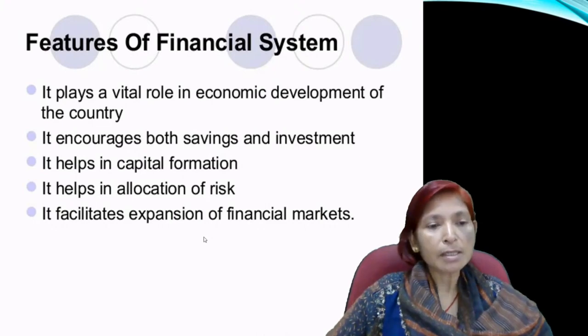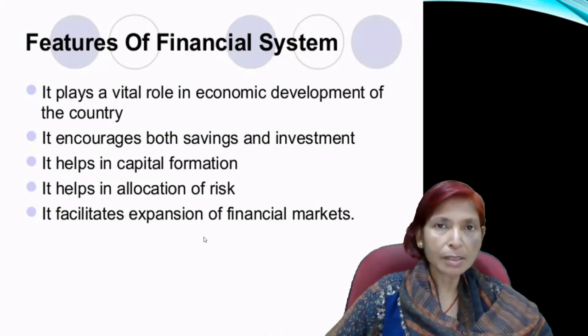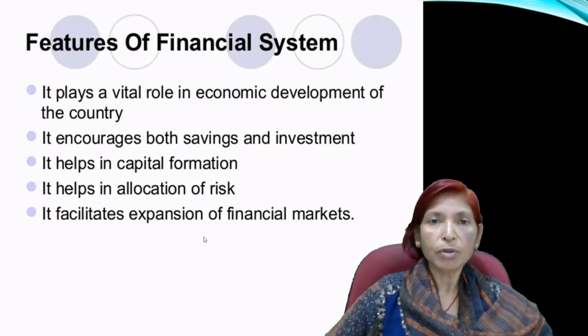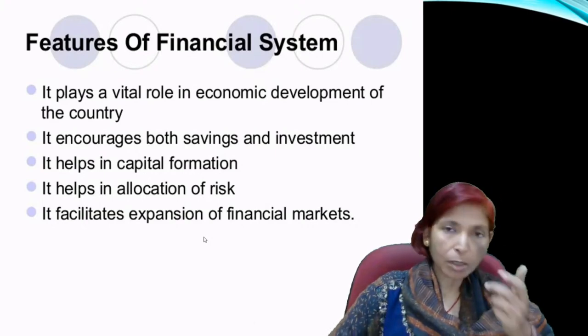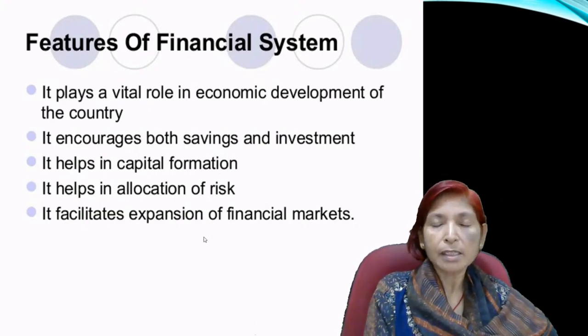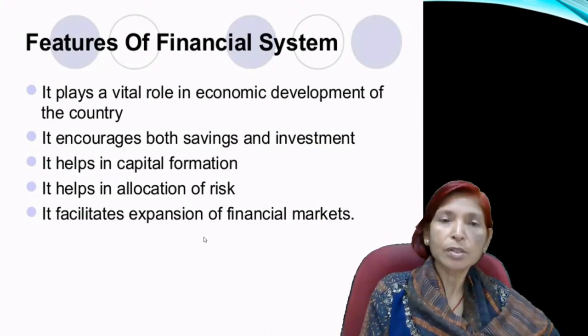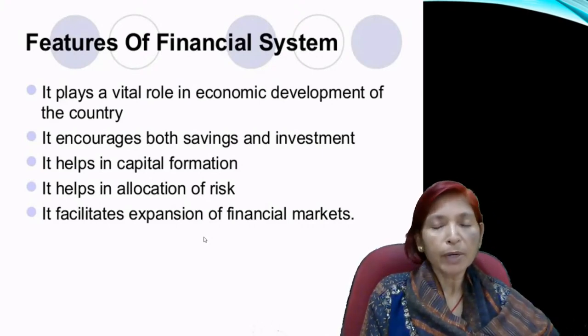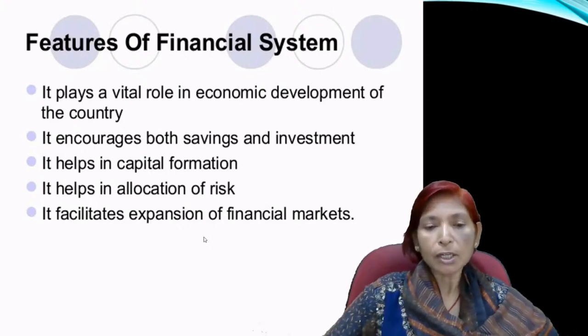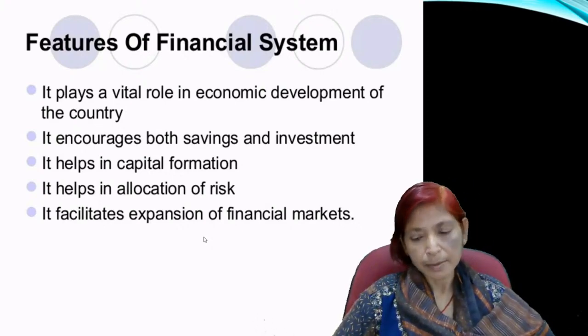So the financial system helps in allocation of risk. Allocation means distribution of risk. Risk can be distributed so that a single person will not bear the whole risk. Risk can be diversified, allocated or distributed among different persons. And it facilitates the expansion of financial markets.